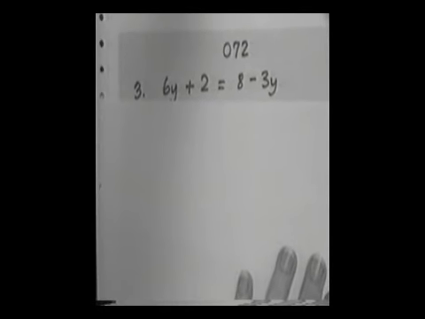Now let's do another example. 6y plus 2 equals 8 minus 3y. 6y plus 2 equals 8 minus 3y.